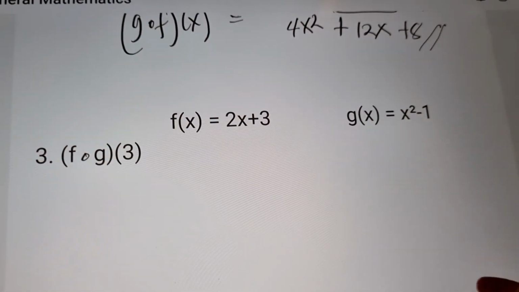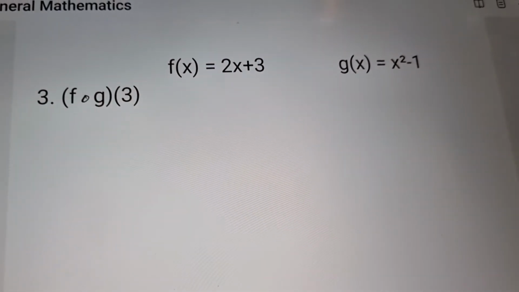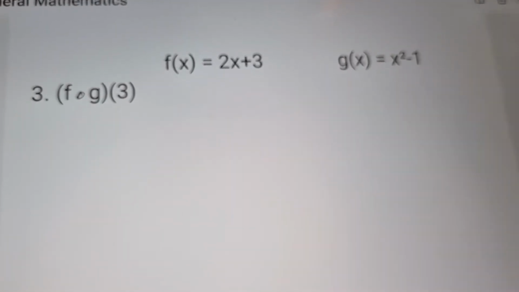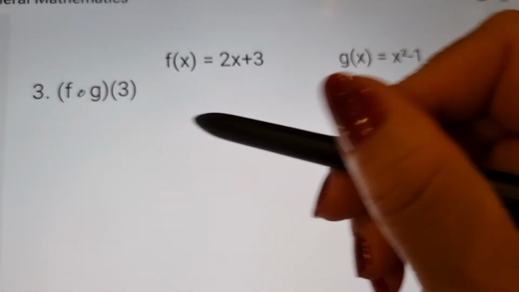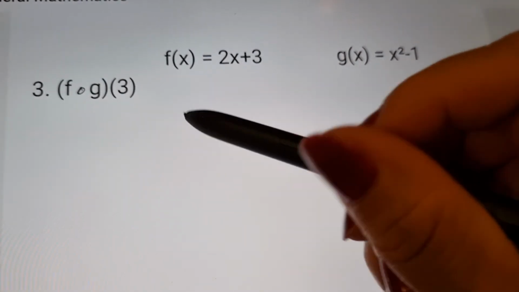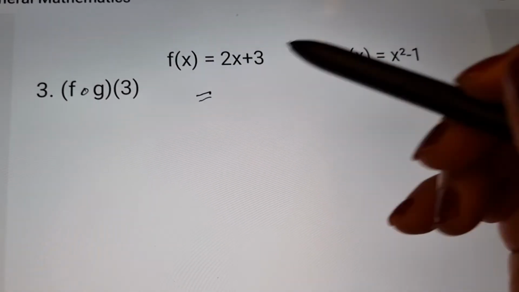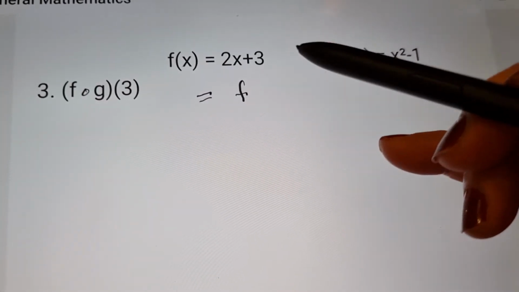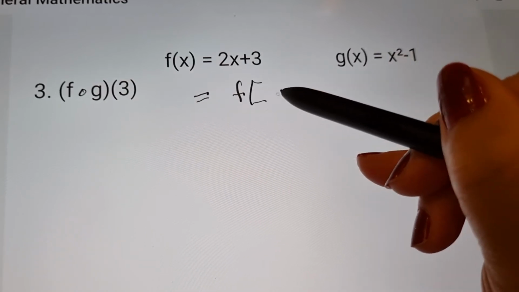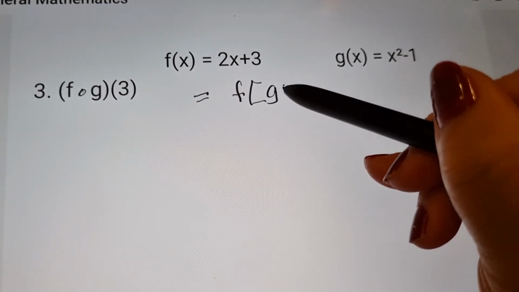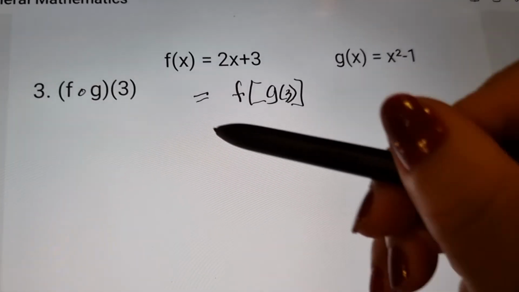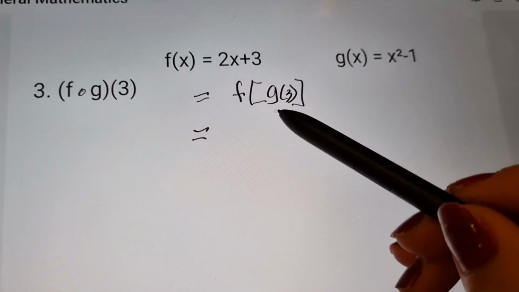Okay, now, look at this one. In number 3, instead of x, we have the value 3. So we have now here, this is equal to what? We can write this as f, the outside function is f, the inside function is g of 3. But this time, we have the value, it's not x, we have 3, which means that we need to evaluate what is g of 3.